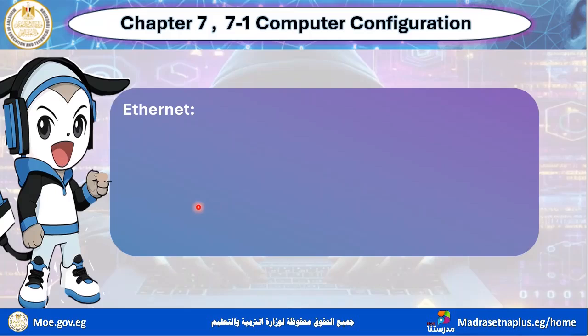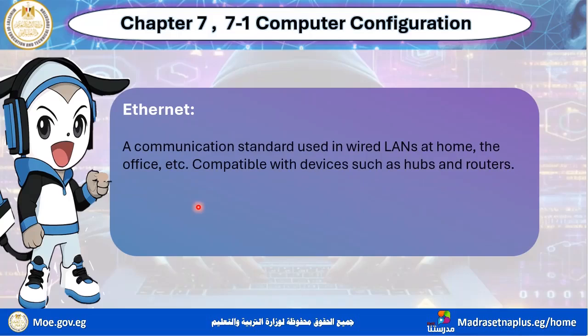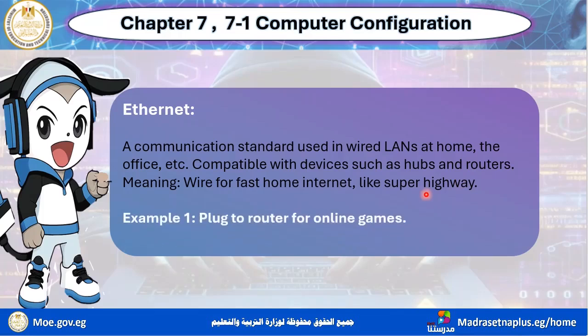Now we have the Ethernet. So what is the Ethernet? It's a communication standard used in wired LANs at homes, offices, etc. It's compatible with devices such as hubs and routers. It means a wire for fast home internet, like a superhighway. Look here, when we plug into the router for online games, it's through the Ethernet. Or an office computer shares files.